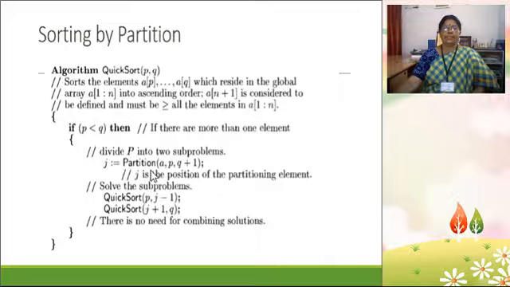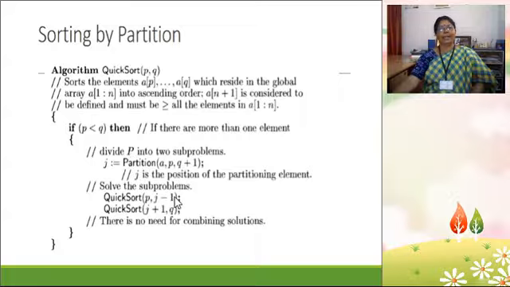Once we find the partitioning element, the input array can be divided into two subarrays. So you could solve the subproblems. Quicksort, the same algorithm, is recursively called with the upper limit as p comma j minus 1, because j is the pivot position. So the first subarray will be ranging from p to j minus 1. The second subarray will range from j plus 1 to q. So now we have two subarrays to be solved.